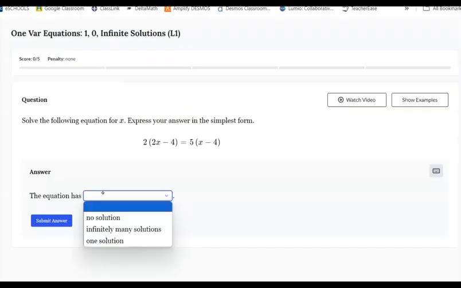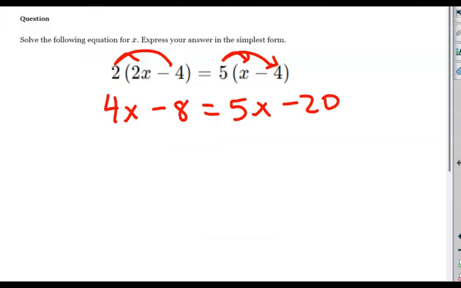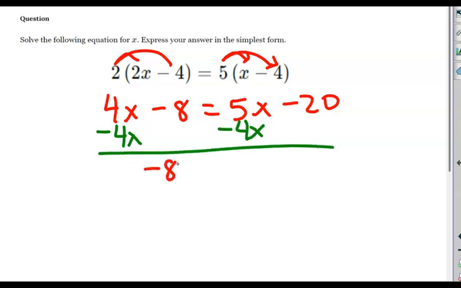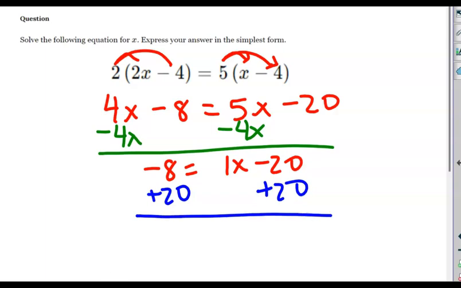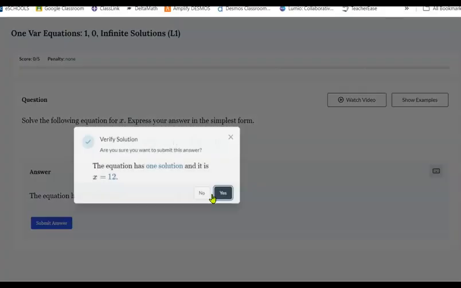So when I go back and click one solution, it's going to ask me what the solution is. So now all I have to do is finish solving this equation. So I'm going to subtract 4x from both sides and rewrite. And then I'm going to add 20 on both sides and rewrite. And the answer is 12. So I'm going to enter that into this box and we'll be done.